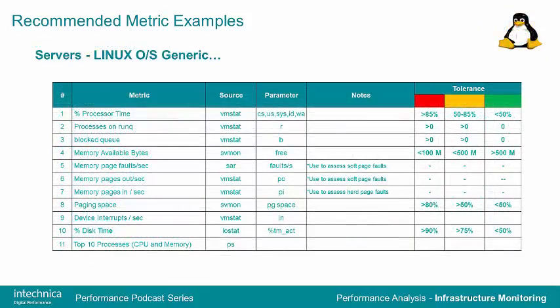The final example looks at Linux servers, also generic operating system performance. Again, we're looking at similar metrics: processor performance, memory performance, disk performance, and the top 10 processes in terms of CPU and memory consumption.